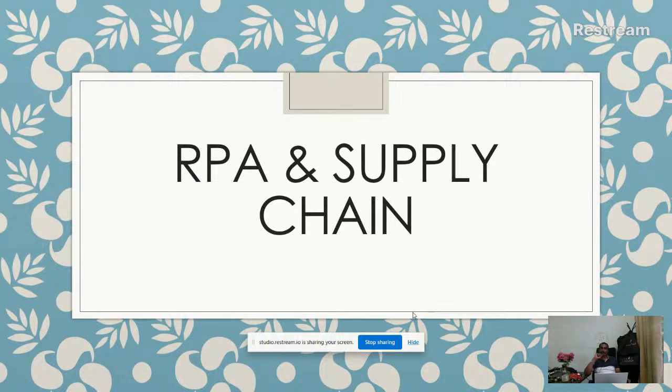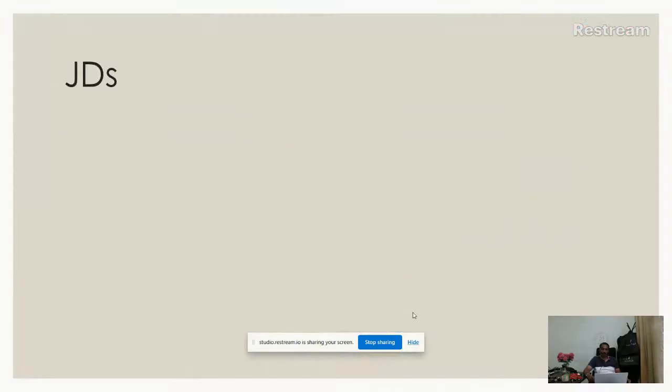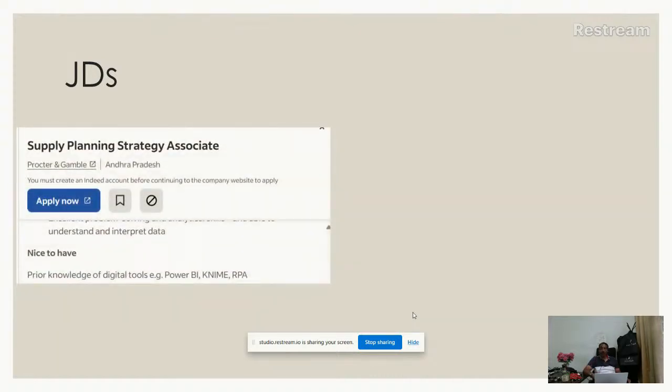First, let us try to understand what is RPA, robotic process automation, and its general application. And specifically, we will see what is that application in supply chain. Of course, this includes specifically procurement, where a lot of outsourcing and automation takes place, and it is paving the way for introducing automation even in the logistics sector. Before diving into the topic, let us see some of the job descriptions where they specifically look for this skill, RPA. This one is Procter and Gamble.